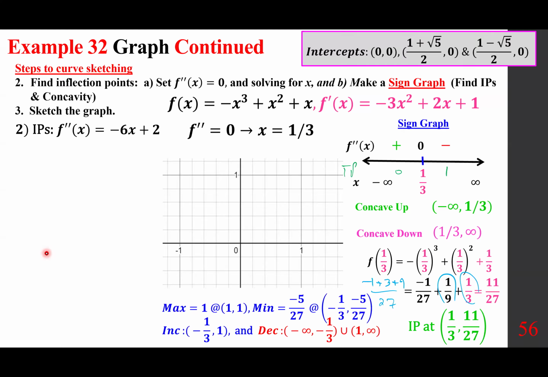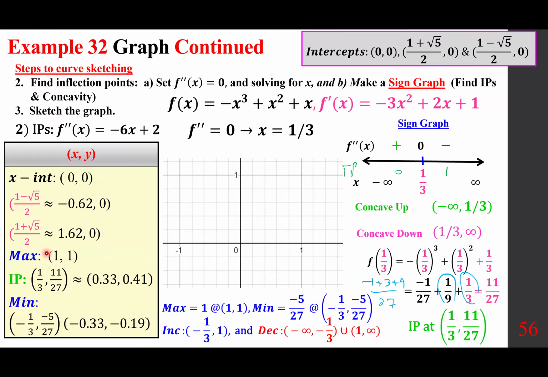So we have just about everything we want. I like to summarize the information here. This is nothing brand new. We've done all of this. So the x-intercept is at 0, 0. Another one, precisely 1 minus square root of 5 over 2. I'm going to change it to negative 0.620. Another one, 1 plus square root of 5 over 2, 1.620.